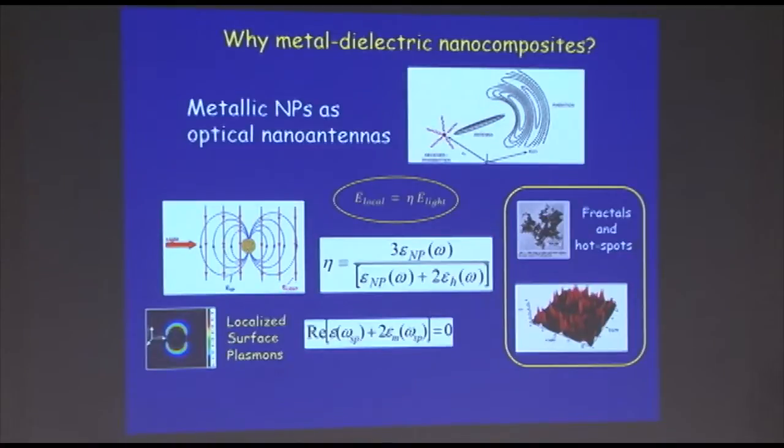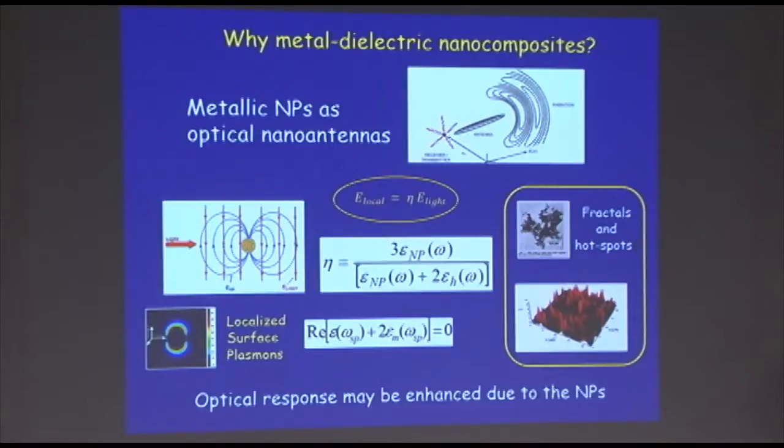The field can be very large. For example, for one metallic particle, if I get this equal to zero, I can reach a factor of between 10 and 100. But if I have an agglomerate of particles, then I have what are called hotspots. The hotspots are regions between the particles where the electric field can be very large, on the order of 10,000 times larger than the optical field. So the intensity at those points, which goes with the square of the field, can be very, very much larger than the incident intensity. So you can do nonlinear optics even with low amplitude fields.